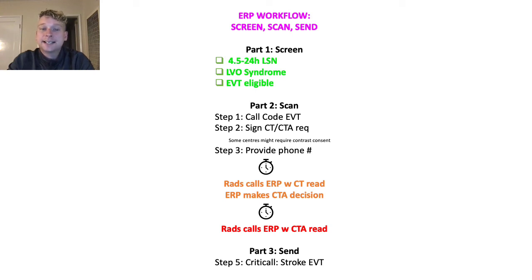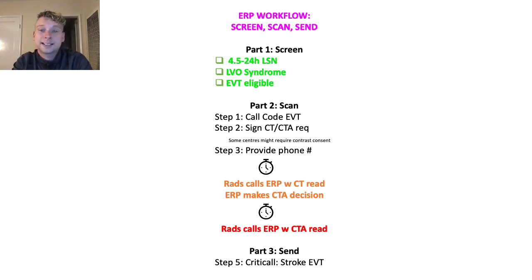Call a code EVT and make sure that at your institution any required paperwork is filled out. This could include CT and CTA requisitions, or in some places a consent form for contrast, often under emergency consent. Make sure the radiologist will know how to get in touch with you, either through a pager, a cell phone, or through your receptionist. The next thing you'll want to do is make sure you head back to work and continue seeing patients while the scans are done.